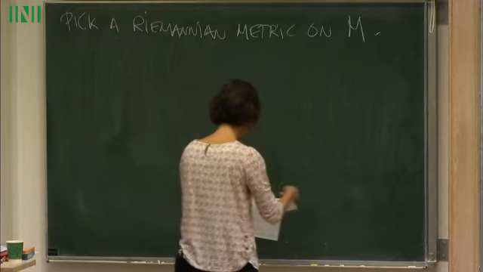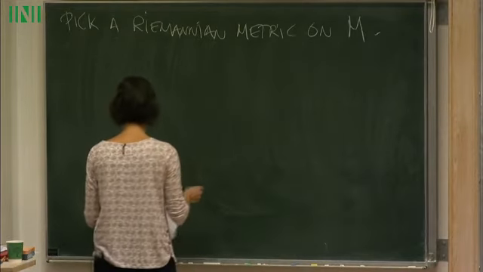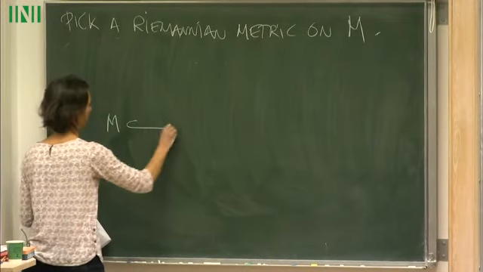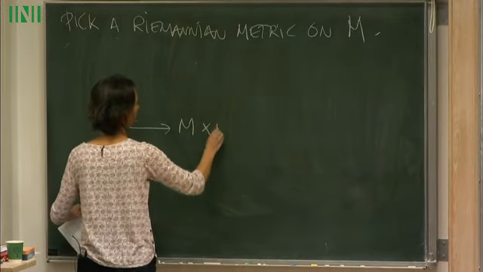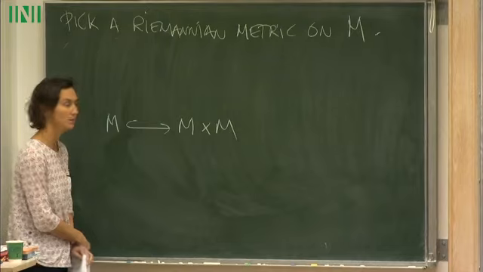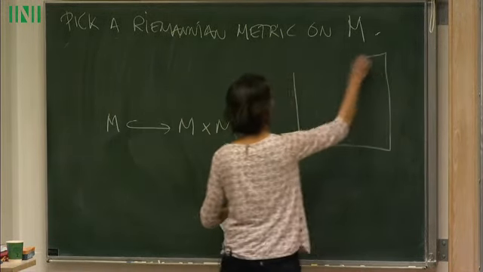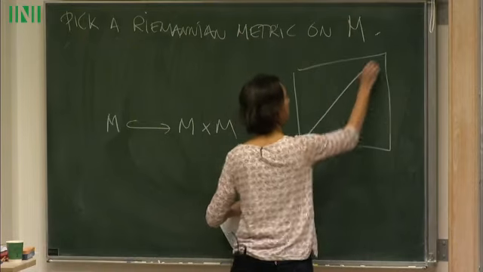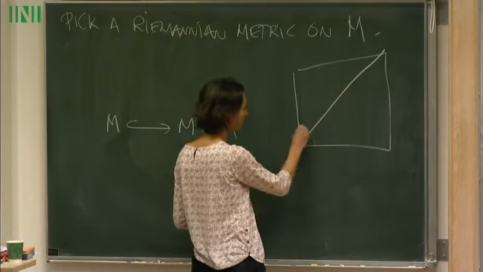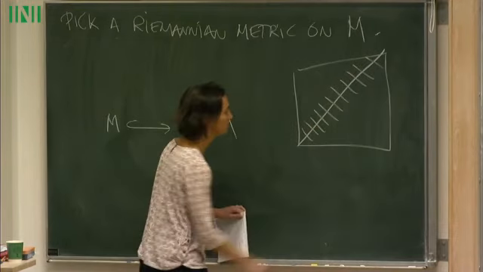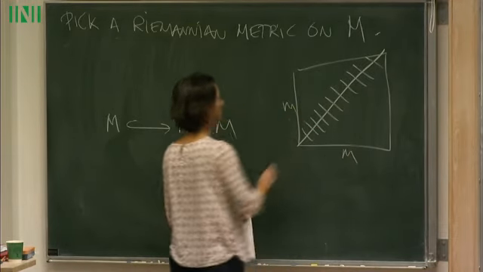And once you have one of these, this is useful to have. For example, when you look at M sitting inside M cross M as a diagonal, this has a so-called tubular neighborhood. So here's the diagonal copy of M, tubular neighborhood. You should have this sort of picture in mind.